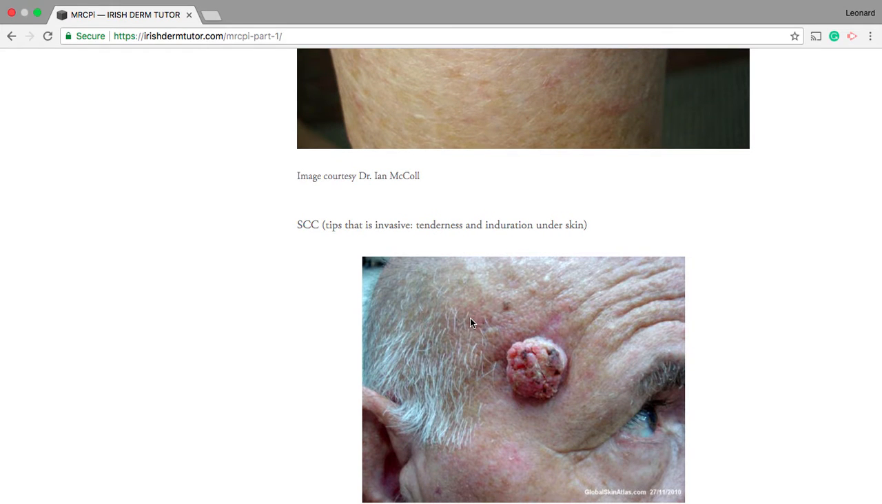And then once the atypical cells get through the basement membrane and invade into the dermis, we then have invasive squamous cell carcinoma. A tip that it's invasive is that you'll feel around the lesion, and it will be tender, and there'll also be induration, which you can feel under the skin.